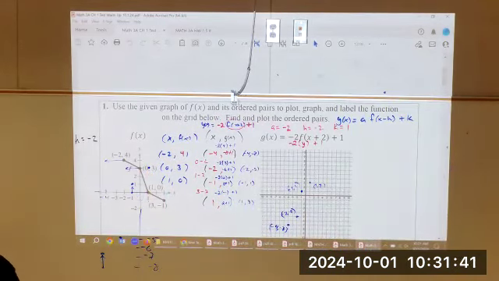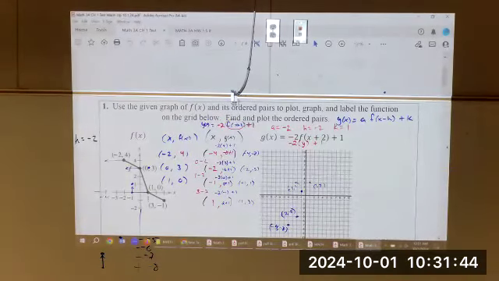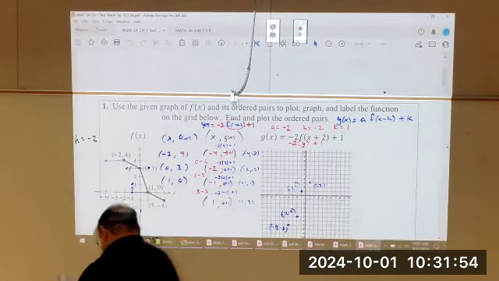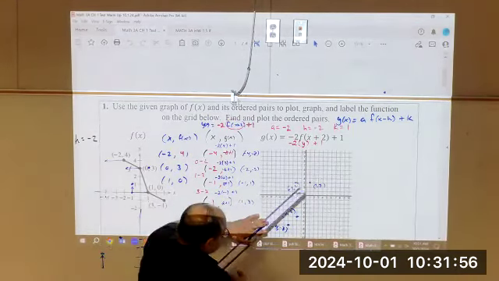Take a straight edge. Use a straight edge. ID card, driver's license, whatever. Make a straight line. This is the graph. To the picture. Ordered pairs.